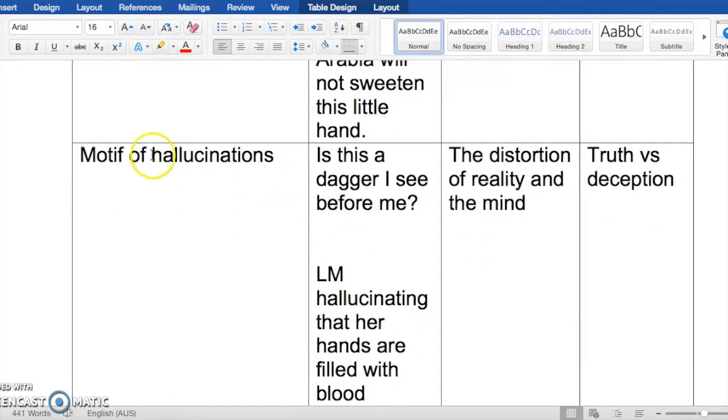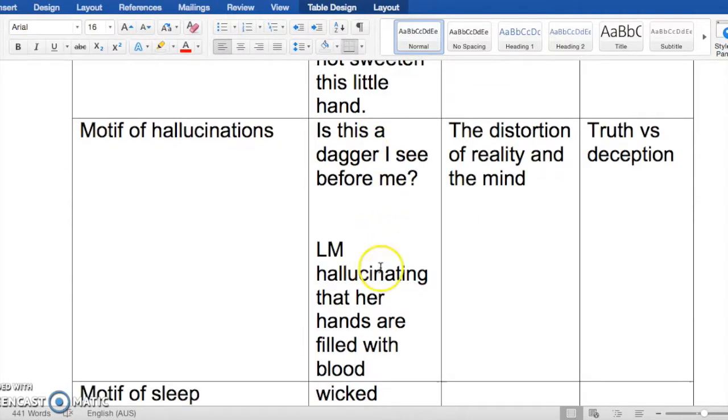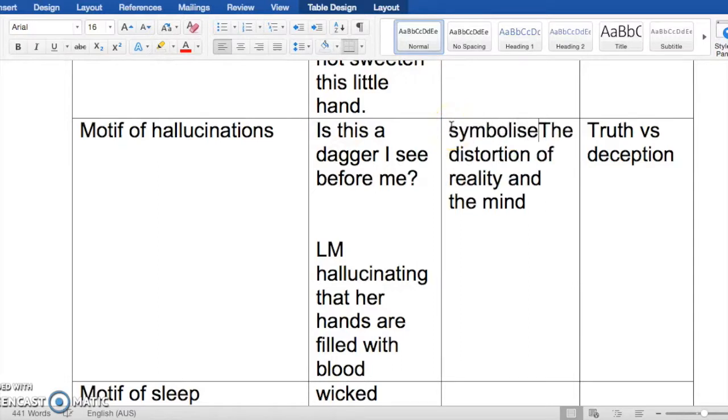So the technique is motif of hallucinations, and you can see, "Is this a dagger I see before me?" And Lady Macbeth hallucinates that her hands are filled with blood. The motif of hallucination symbolizes, so again, we want the word symbolizes because that's what the effect of motif is always going to be.